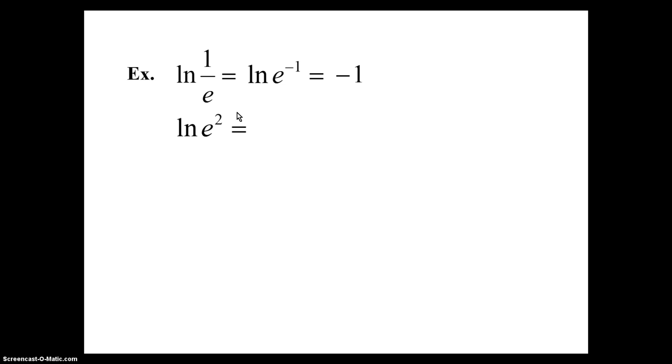This one is also the exact same thing. We don't need to manipulate the e squared because it's already on the top. And with that said, we know that the answer is automatically 2.